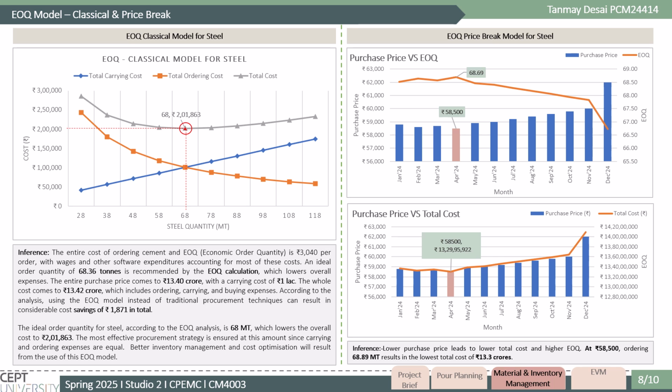The price break model suggests that the optimal order quantity considering price discounts is 68.69 tons at a minimum purchase price of 58.5 thousand per ton. This results in a total procurement cost of approximately 13.29 crores, which was observed on site in April 2024.